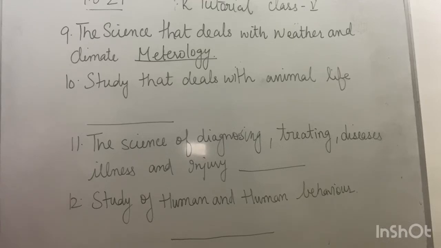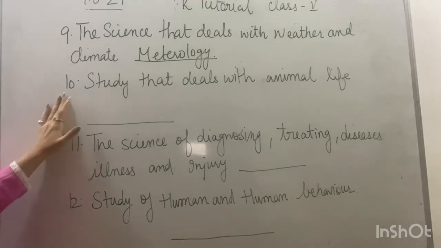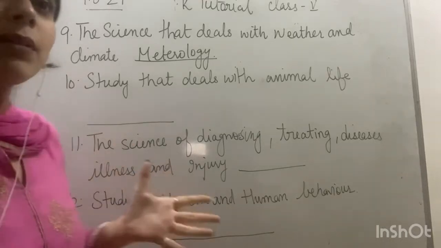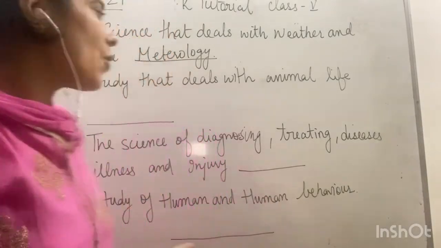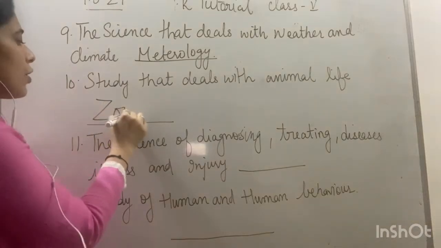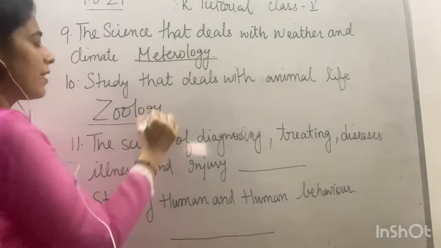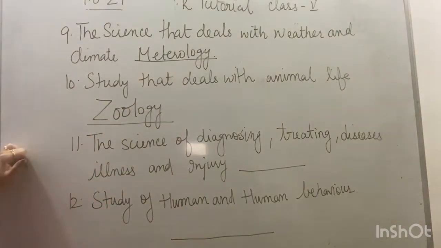Okay, coming to the next study, which deals with animal life. Animals, where they live, in the zoo. The name is obvious: this is known as zoology, right? So the study that deals with animals and animal life is zoology.